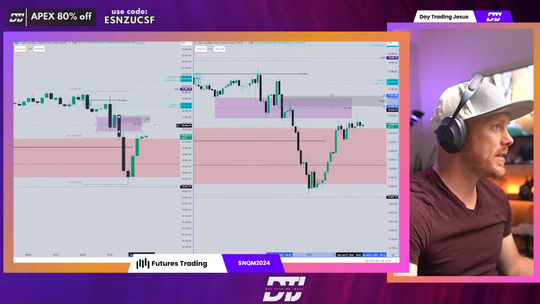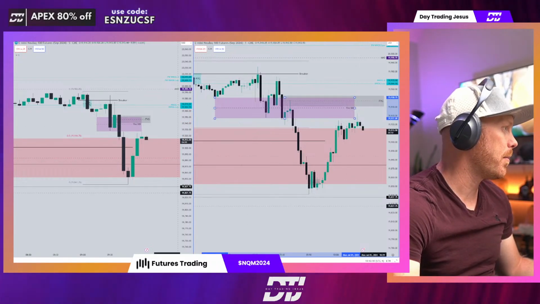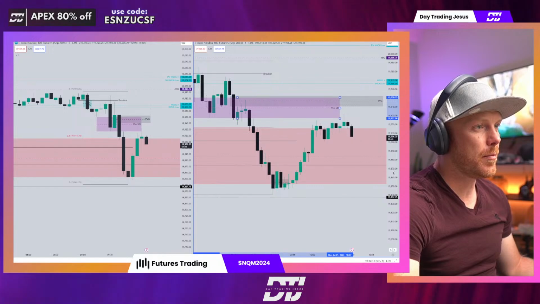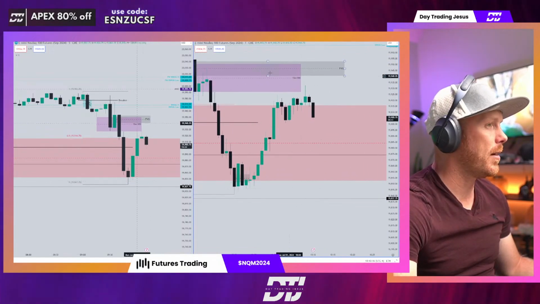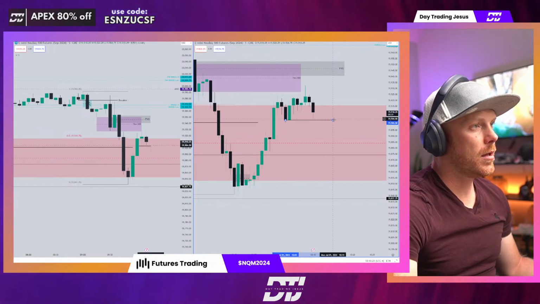All right, we did tag this 15-minute. You guys see that? We did hit this 15-minute fair value gap. So we could see a push lower. If we see a push lower from that 15-minute fair value gap, that would be ideal. I do like that as a breaker.